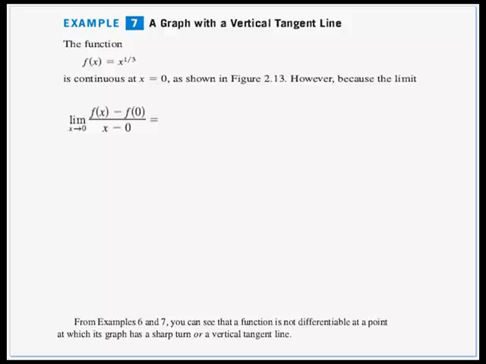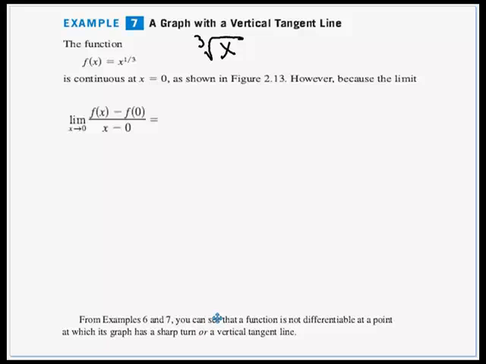What about a vertical tangent line? So we have a function, f of x. F of x is x to the 1/3 power. Remember, x to the 1/3 is also the same as the third root of x. It is continuous at 0 if we were to graph it. And it does say as shown in the figure. I don't think I have the figure out there. However, let's just dive in here.